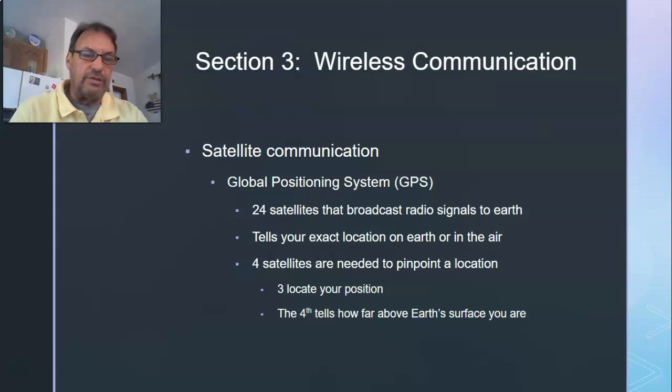We're trying to find out where someone lives, and we're looking on our phone. And this is because there are 24 satellites that are broadcasting radio signals to the Earth, and it can tell your exact location on Earth or in the air. There are 4 satellites needed to pinpoint your location. Once again, as we talked about, like for earthquakes, you needed 3 different positions. So yes, you can find out where you are on the Earth with 3, but that 4th satellite actually tells how far you are above Earth's surface.